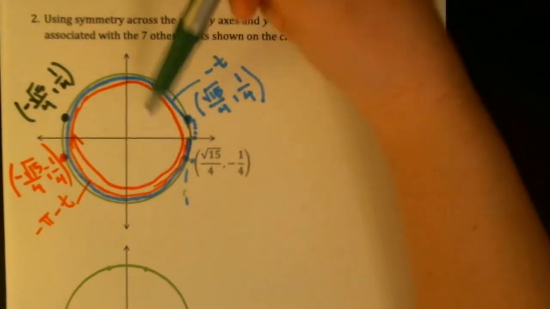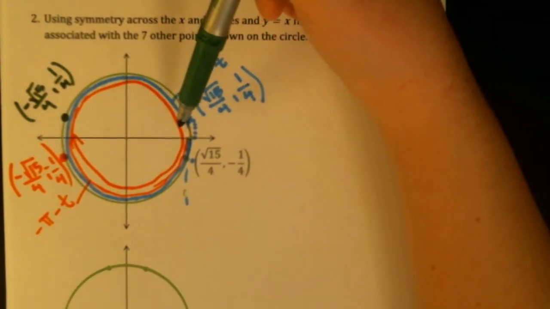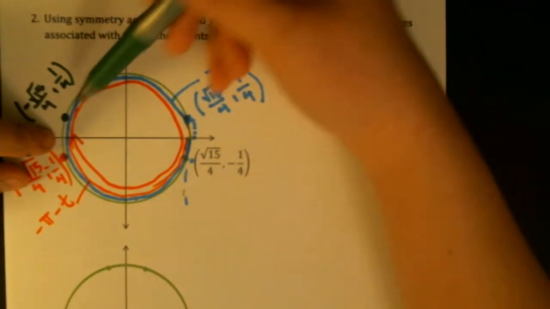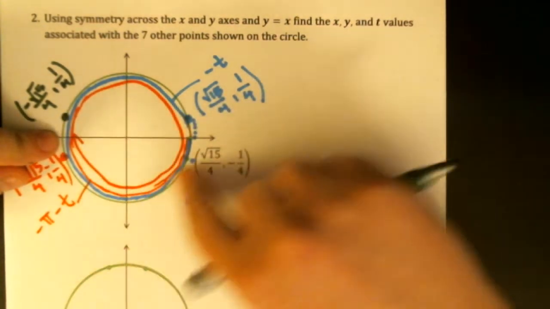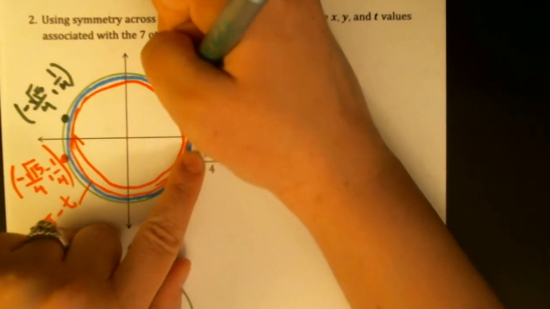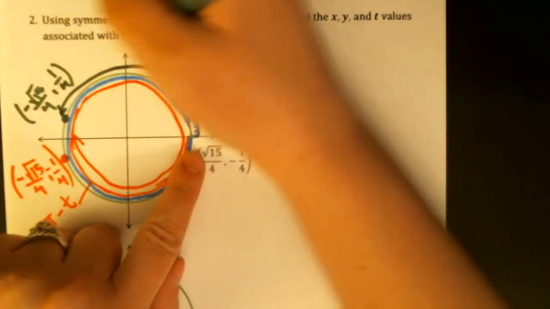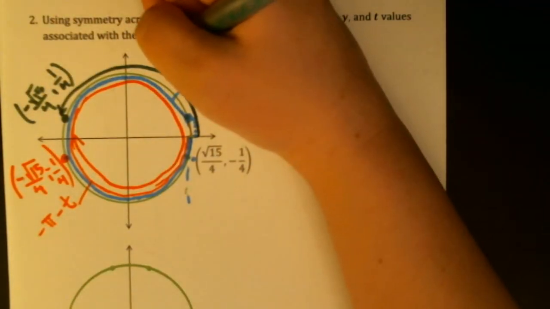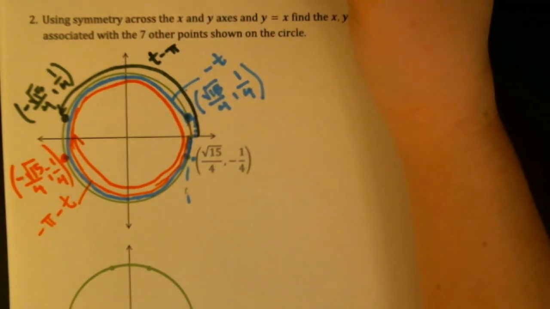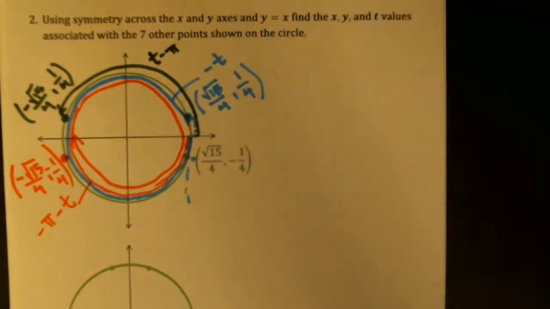So that would be the round and round, similar to the orange one I showed. We could also do a minus pi plus t, and this back and forth would cancel out, so that's really just this distance right here. That's a minus pi plus t, or a t minus pi, you could say. So either one of those would be good for that final point.